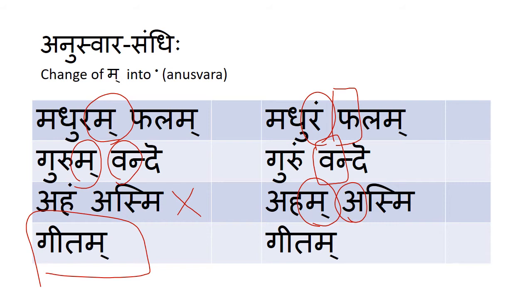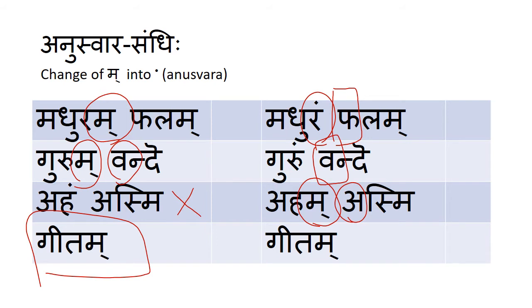So as per Anuswara Sandhi, these are the rules. If Makara comes at the end of a word and after that the next word starts with a consonant or a Vyanjanam, then the Makara changes to Anuswara. This is the general explanation which we find in most of the books which explain about Anuswara Sandhi.